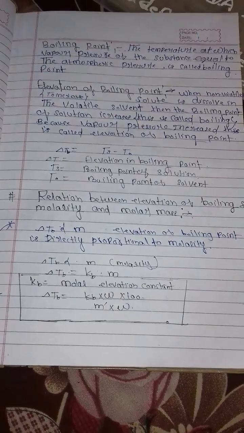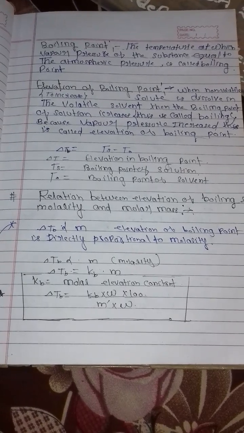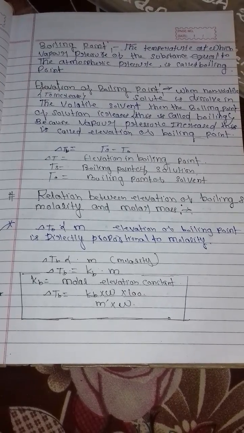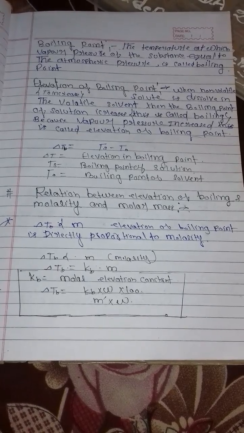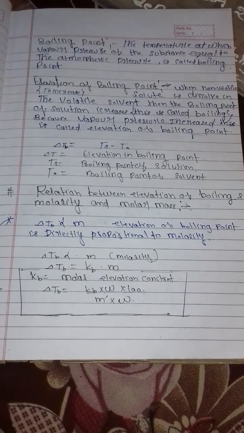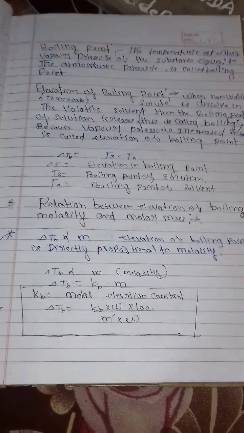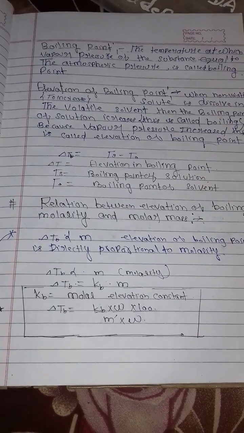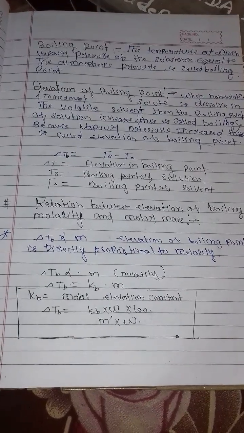Now the most important topic is boiling point, the temperature at which vapor pressure becomes equal to the atmospheric pressure. That is called the boiling point. When a non-volatile solute is dissolved in a volatile solvent, the boiling point of the solution increases, and this process is called elevation of the boiling point. Mathematically, delta T is equal to Ts minus T naught, where delta T is the elevation in boiling point, Ts is the boiling point of the solution, and T naught is the boiling point of the solvent.